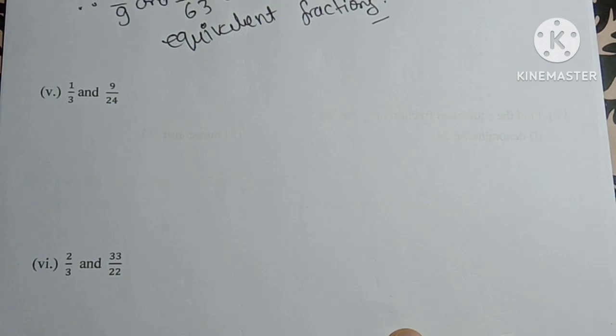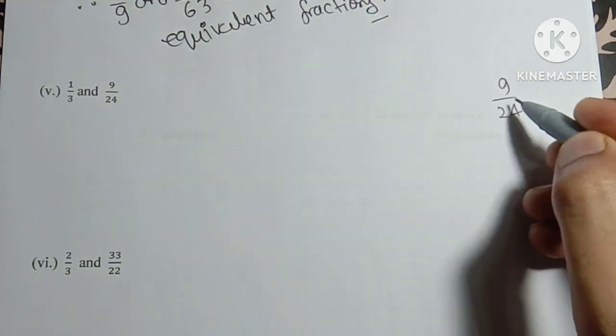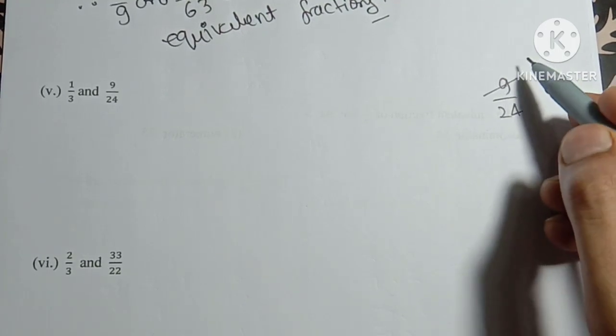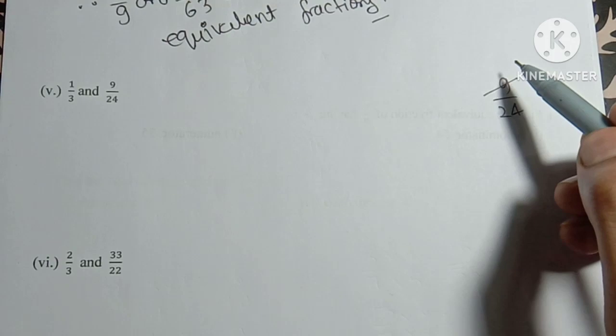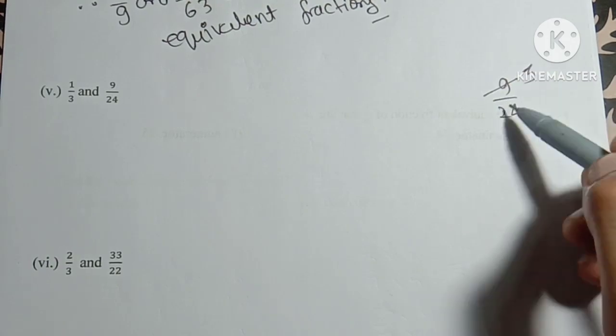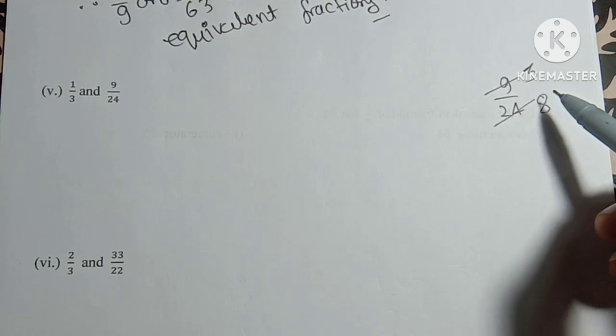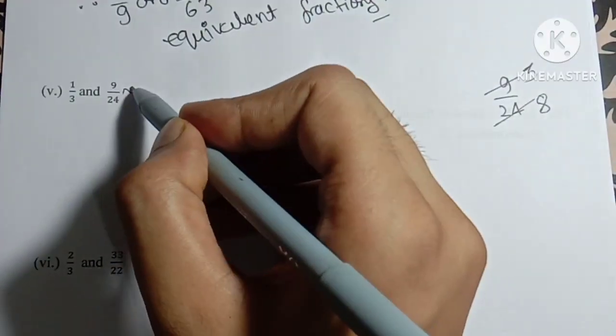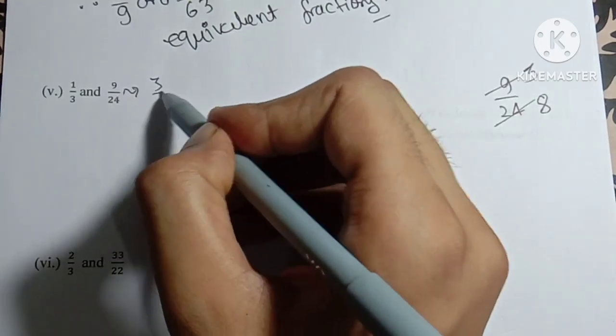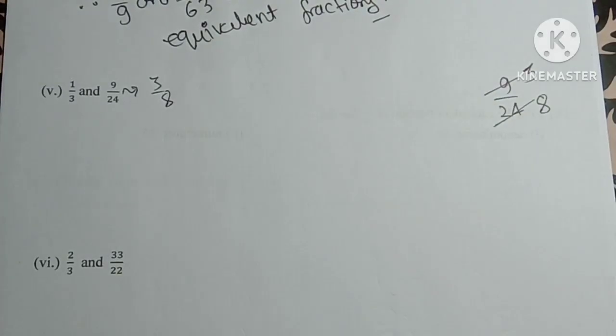Right? The next question is the fifth question. It is saying 1 by 3 and 9 by 24. We have to check whether these two given fractions are a pair of equivalent fractions. Here you can see the second fraction 9 by 24 is getting further simplified. If you divide both numerator and denominator by 3, the numerator becomes 3 and the denominator becomes 8. Further, it cannot be simplified. The simplest form of the second fraction is 3 by 8, yet it is not equal to the first fraction.